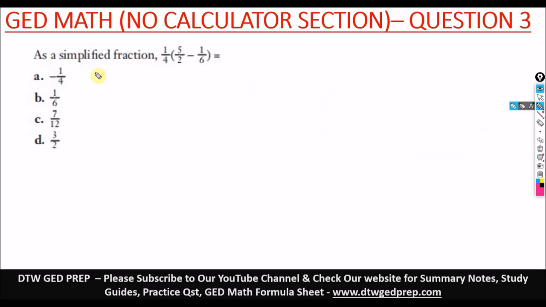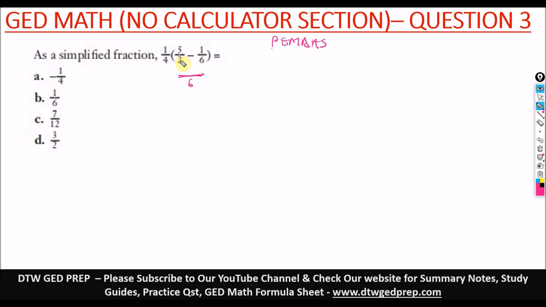Question 3 says, as a simplified fraction, you have 1 over 4 in parentheses, 5 over 2 minus 1 over 6 equal to what? Resolve this. So we're going to use PEMDAS, our order of operations. We start with the parentheses. In the parentheses, we have to resolve this fraction here. To resolve these two fractions, we have to find the least common multiple of 2 and 6, and that will be 6, because 6 can go here and 2 can go in 6.